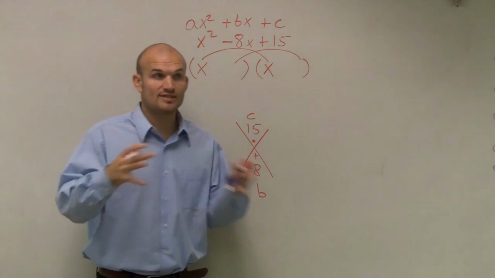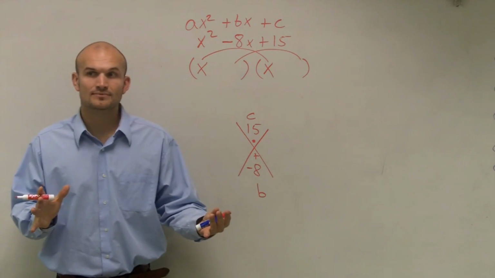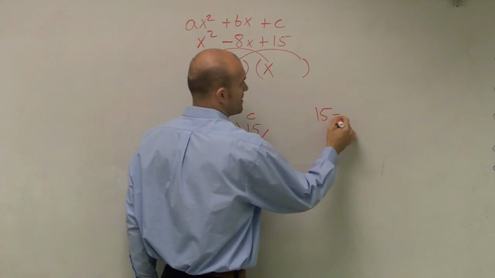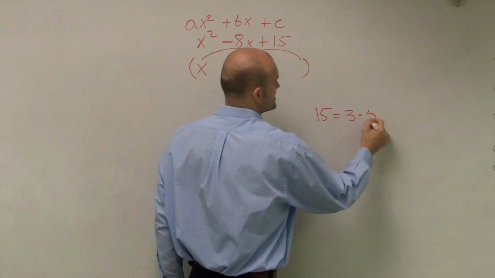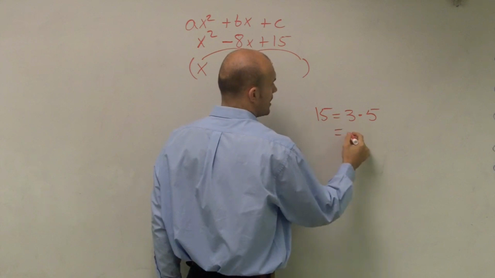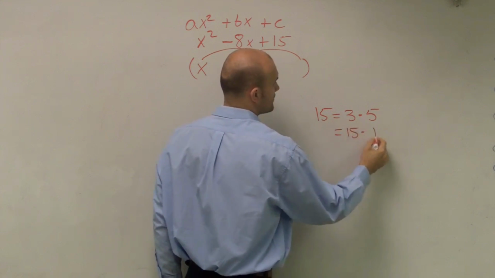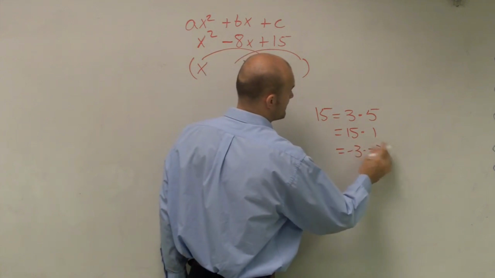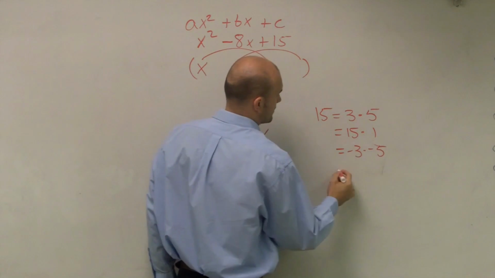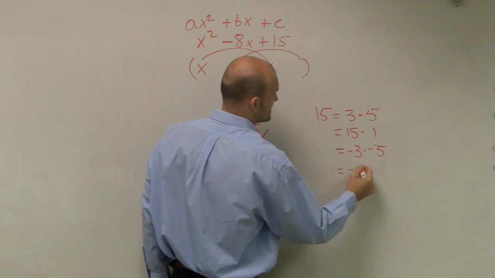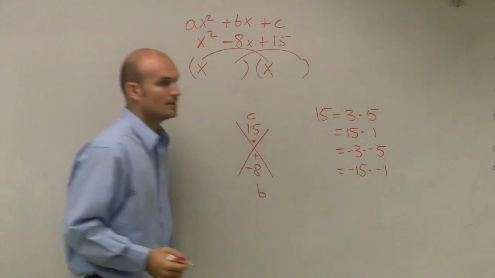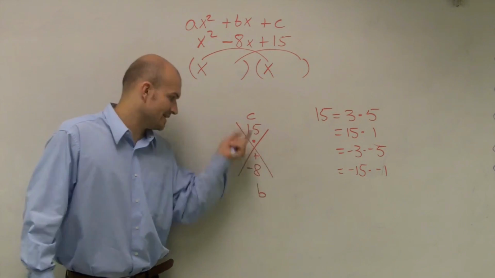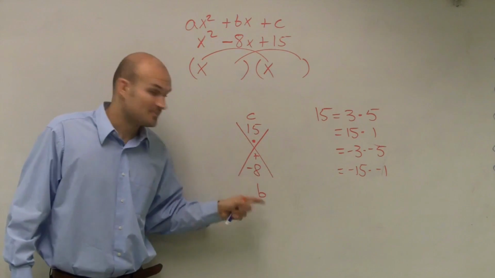Now think about all the numbers that multiply to give you 15, so let's think about them. 15 could be 3 times 5, and 15 times 1, right? Also, you can do negative 3 times negative 5, equals negative 15 times negative 1. Now, remember I said this again. What two numbers multiply to give you 15, but add to give you negative 8?